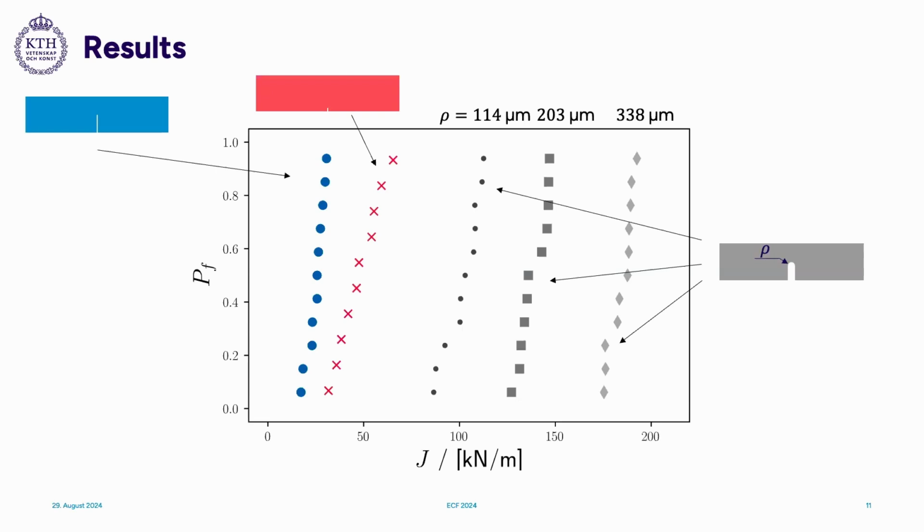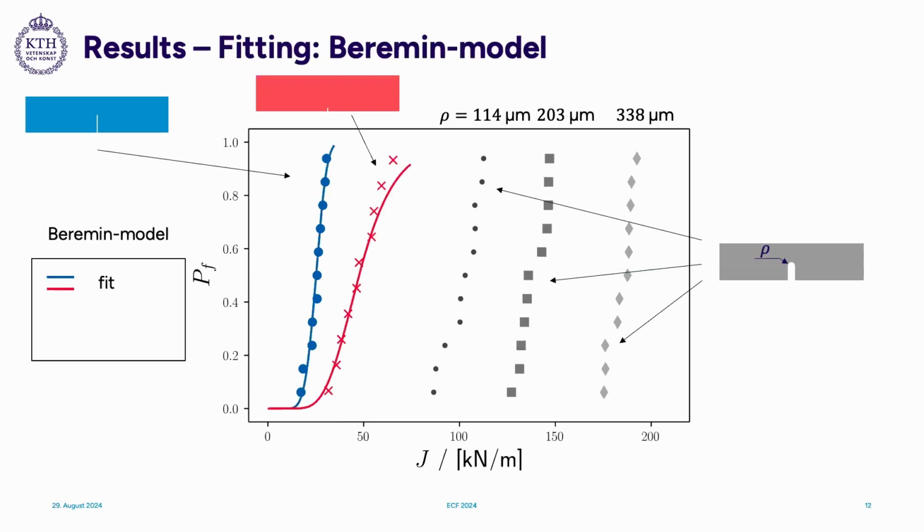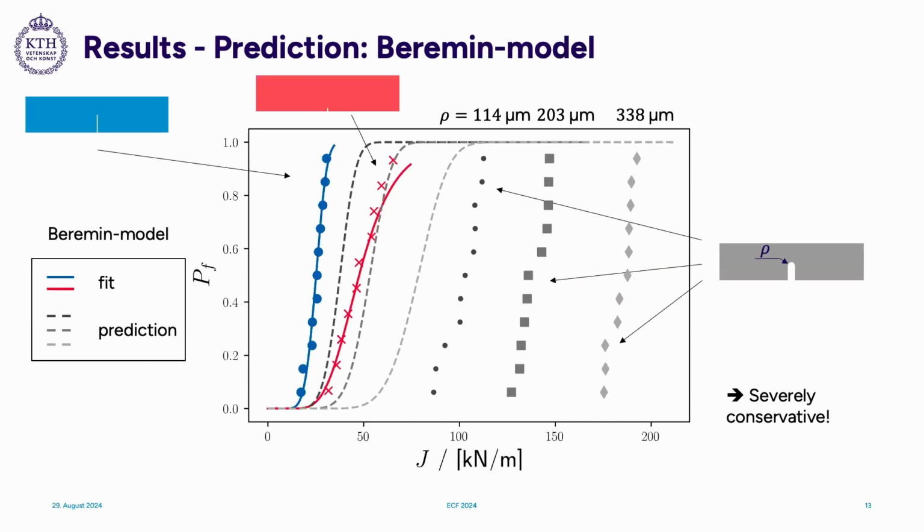So then we first fitted the Beremin model to the cracked state here. And we knew this was possible. We have done this before. And the next step was then to predict these notched specimens. And we can see this is really conservative.